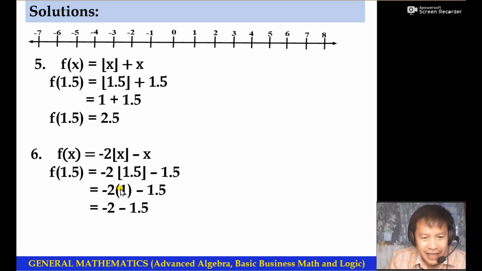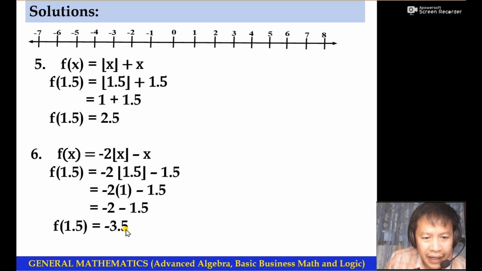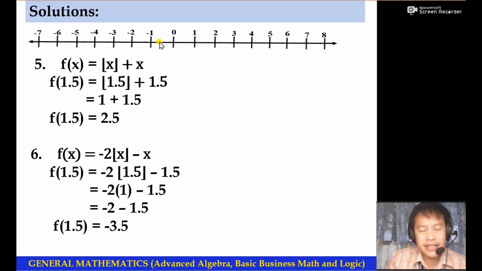Okay, this is very systematic, no? And this is negative 3.5. Because the greatest integer of 1.5 is 1. Because where is that 1.5? Here. And the integer which is to the left of this decimal number is 1. Then 1 times negative 2 is negative 2. Negative 2 minus 1.5. If two numbers have the same sign, you are going to add and copy the common sign.